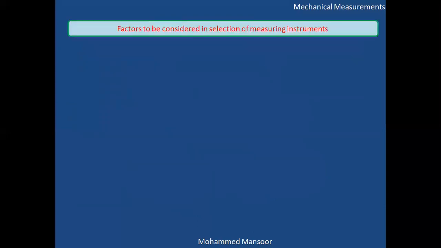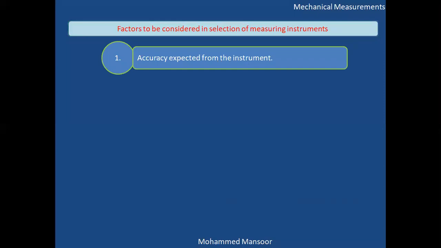So next, what are the factors to be considered in selection of measuring instruments? There are several aspects to be considered, but let us see one by one. The first factor is accuracy expected from the instrument. If you have high expectations of accuracy, then there is a certain set of instruments to be considered. If the accuracy is not so desired, then there are certain other instruments.